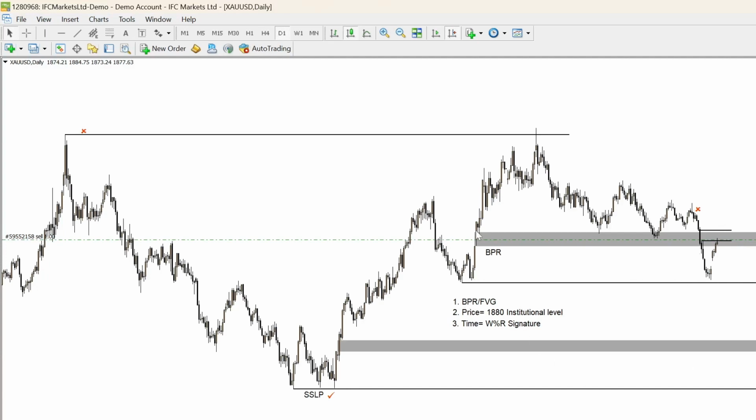So we have the visual representation of price, that comes in the form of these candlesticks. We have price, so we entered at an institutional level, the 80 level. And then we have our timing element, which is the William percent R.